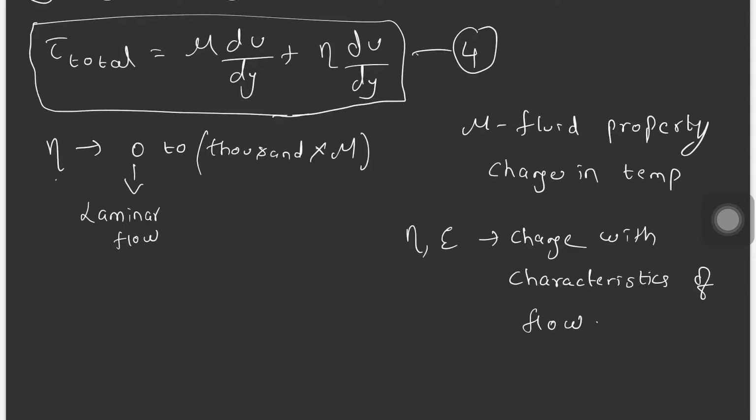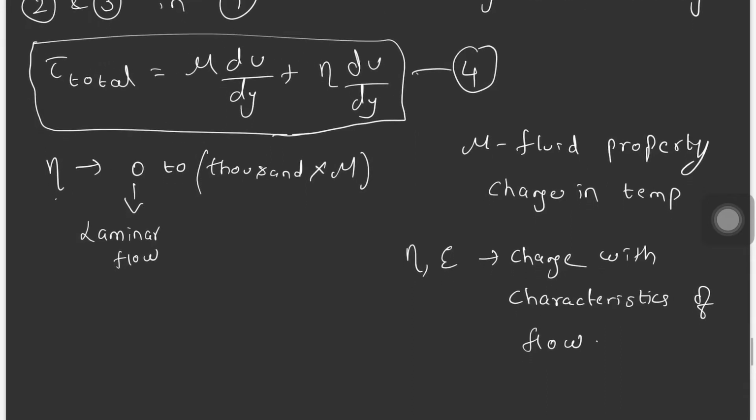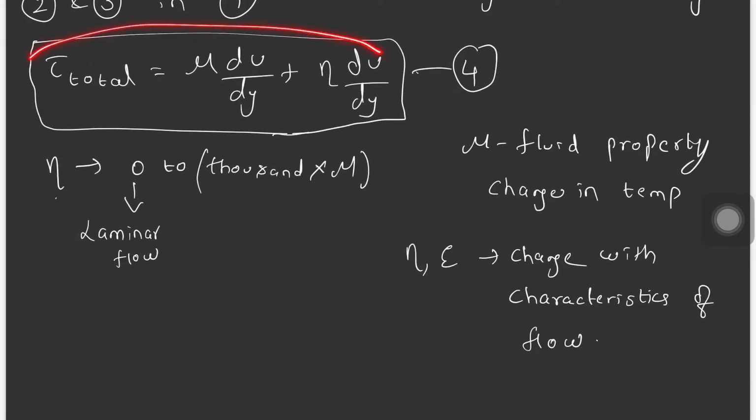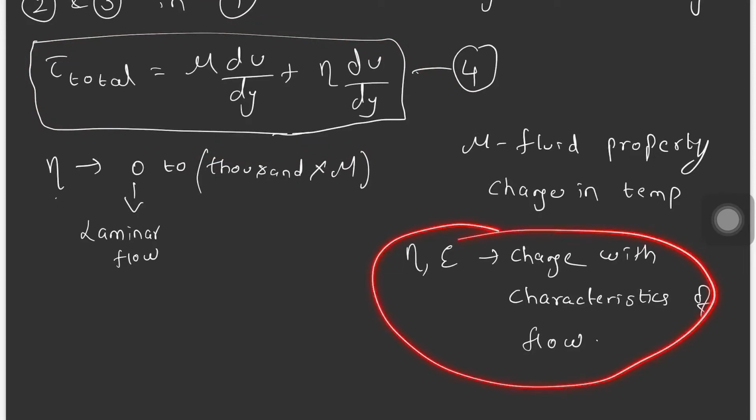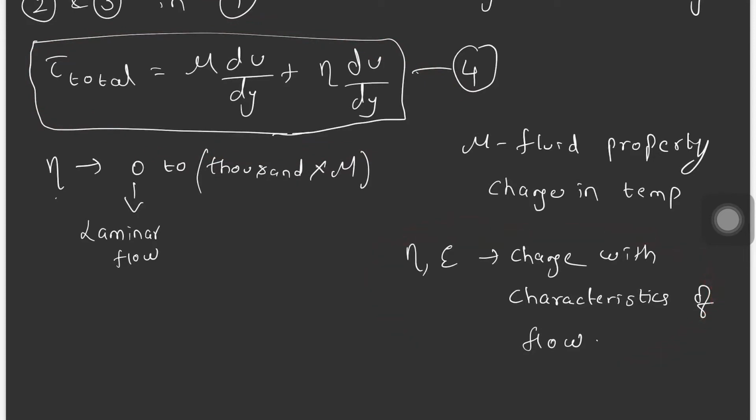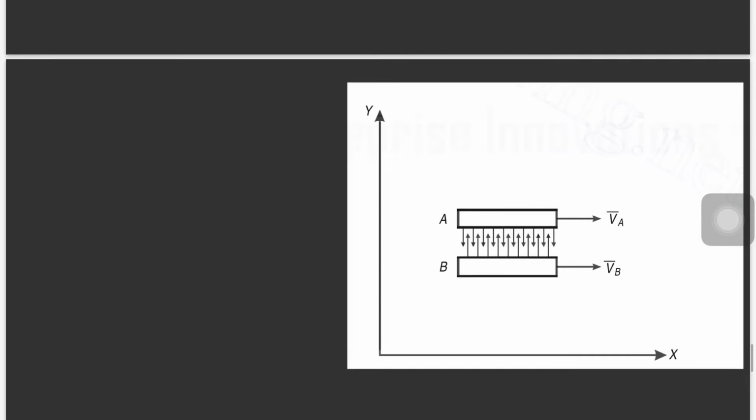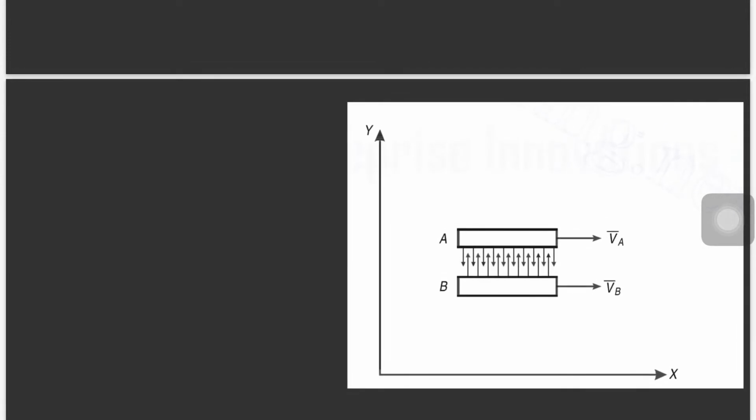So now, continuing from where we left off, we saw that this is the final equation for tau total, and we also saw that eta and epsilon change with the flow characteristics, and we can't rely on that anymore. So what the next approach is, Reynolds proposed a particular theory for that. According to him, let us assume that there are two layers, A and B.